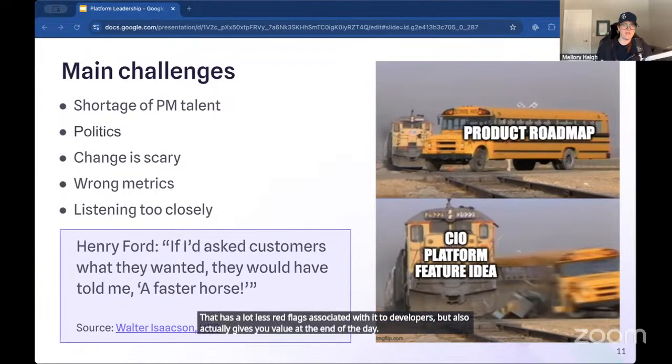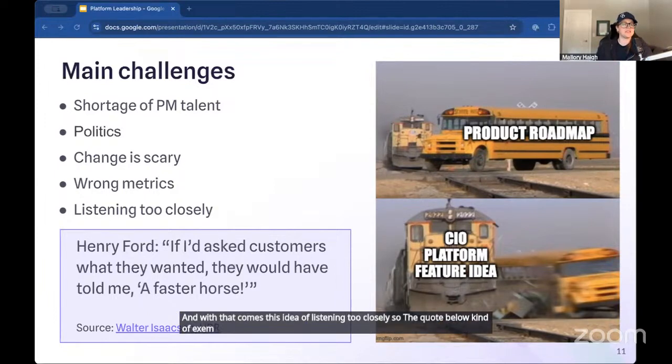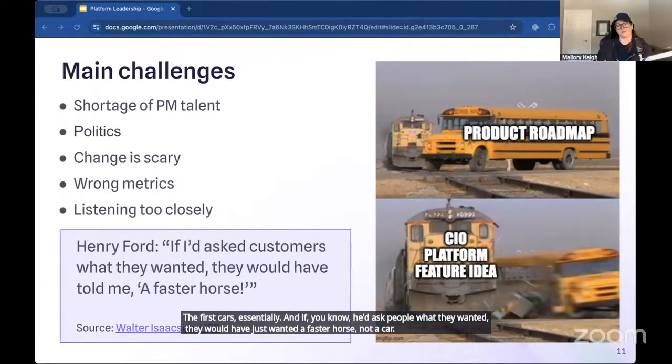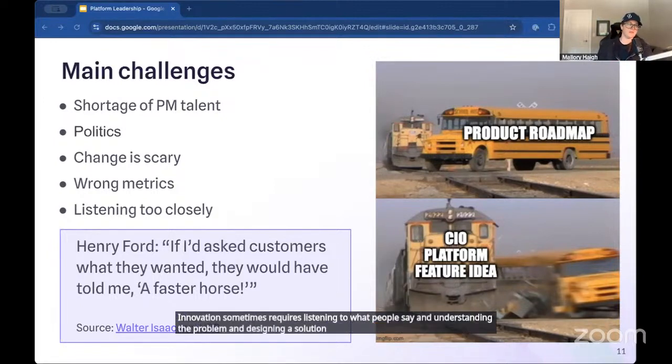And with that comes this idea of listening too closely. So the quote below kind of exemplifies this a bit, but the idea is that Henry Ford said, if I'd asked customers what they wanted, they would have told me a faster horse. So he built the Model T, the first cars, essentially. And if he'd asked people what they wanted, they would have just wanted a faster horse, not a car. Innovation sometimes requires listening to what people say and understanding the problem and designing a solution for that problem rather than just listening to what someone else thinks the solution might be.